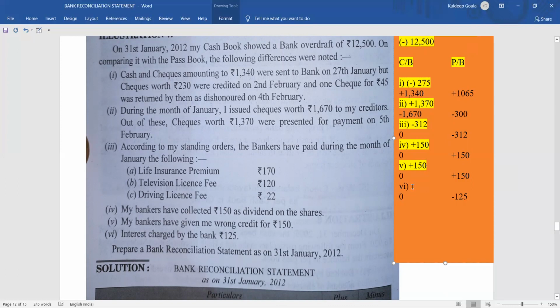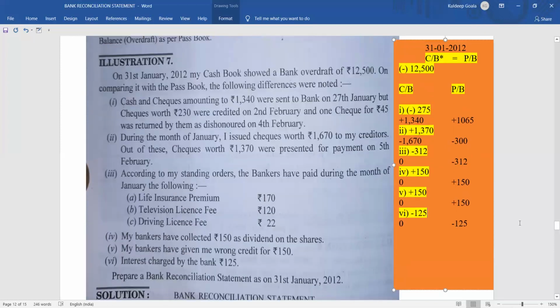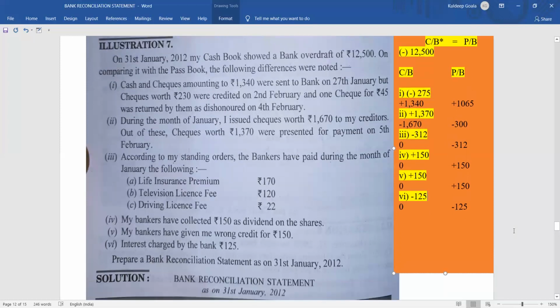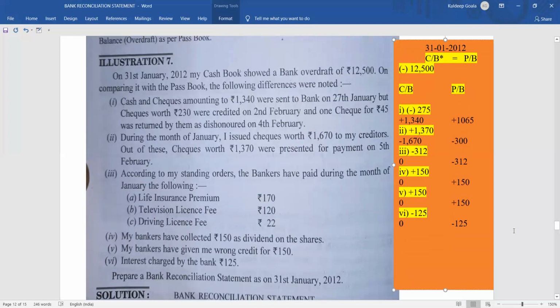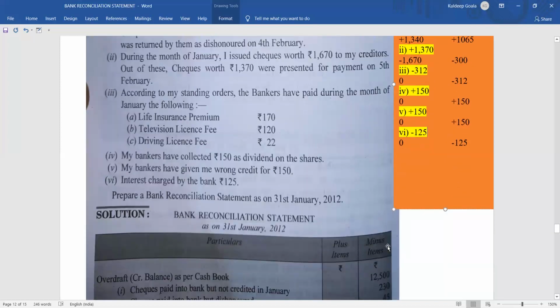So simply do minus 125. So now after this we can see that both the cash book and the passbook are same. Okay, minus 125, minus 125. Clear? Is this clear? I hope all of you have understood it. Now we will go for putting it in the format of bank reconciliation statement. So this is the bank reconciliation statement.